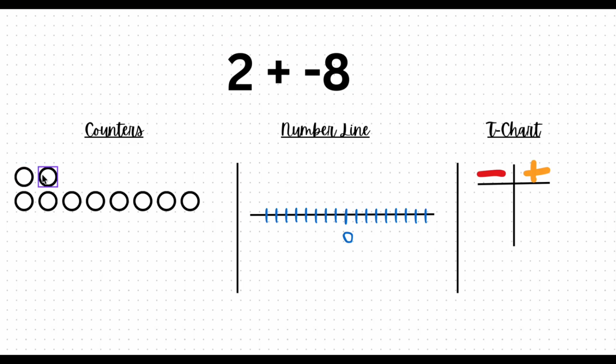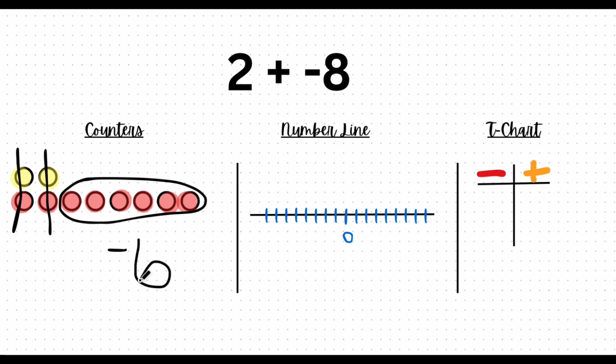Now we have +2 plus a -8. We have 2 positive counters, which will be yellow, and we have 8 negative counters, which all will be red. And then we need to cross out our zero pairs, which is a positive and a negative. And we have 2 zero pairs. And then we're going to circle our answer, which if we count them, they should be 6 of those. And that's 6 negatives because they're red.